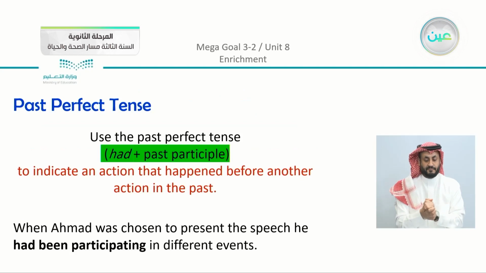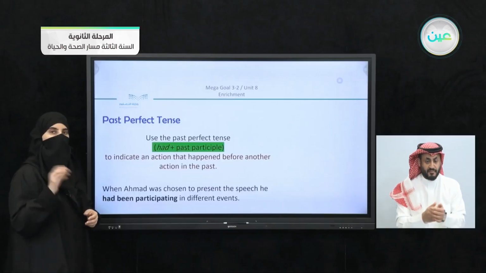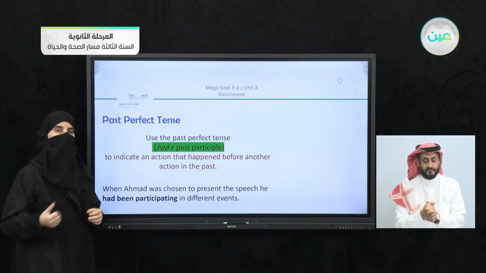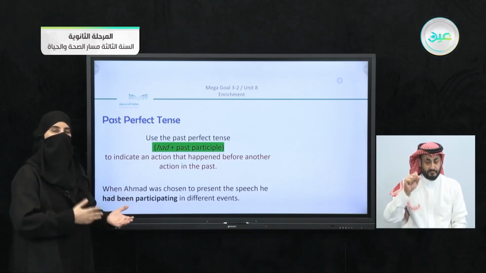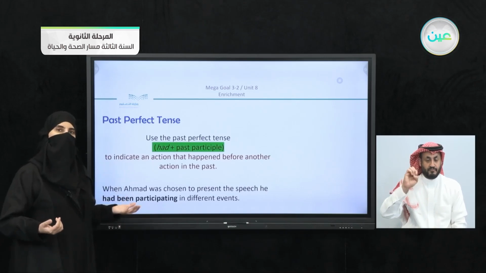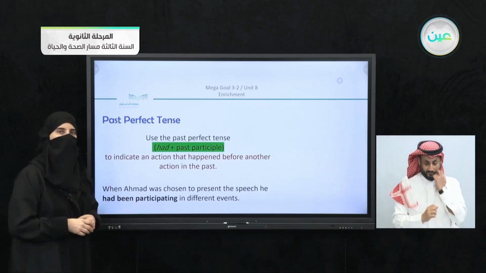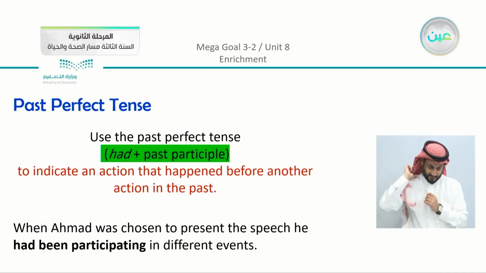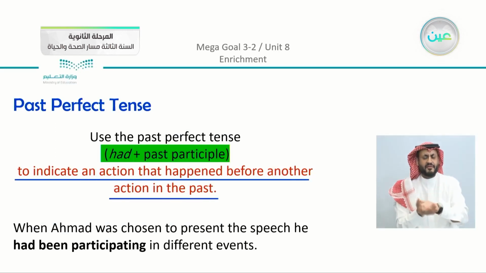Also, another part that we studied is the past perfect tense. Now the past perfect tense means that we use had plus the past participle. Note that the present perfect uses either has or have, but the past perfect uses had, as we studied. It is used to indicate an action that happened before another action in the past. For example, when Ahmed was chosen to present the speech, he had been participating in different events.